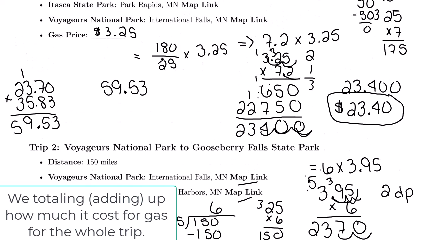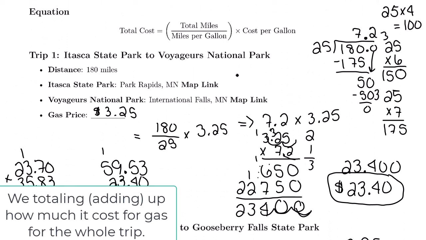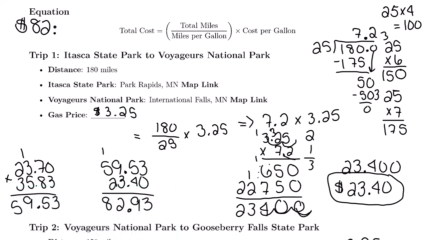I'm going to add the last money. That's when we went from Itasca State Park to Voyageurs, and that is $23.40. 5 plus 4 is 9. Bring down the decimal. 9 plus 3 is 12. 5 plus 2 is 7, plus 1 is 8. So, how much is it going to cost us to do this whole roundabout? Approximately, not exactly, but approximately, $82.93. Now that's just for the gas.